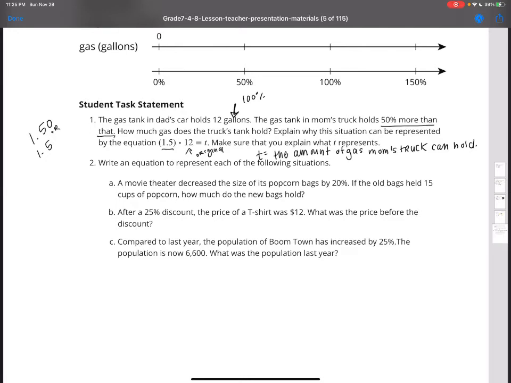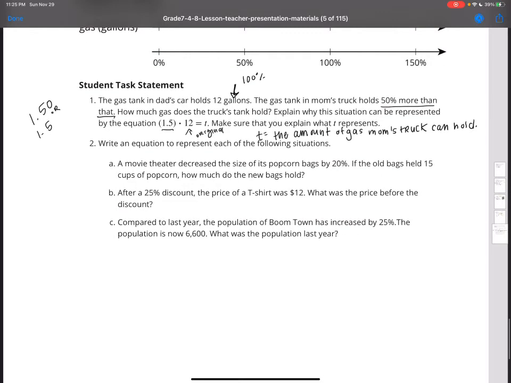Now let's look at number 2. Number 2 is asking us to create equations for this situation. For part A, it says a movie theater decreased the size of its popcorn bag by 20%, and the original amount of popcorn is 15 cups. How much does the new bag hold? If it's decreased by 20%, we're subtracting 100 minus 20%, which gives me 80%. 80% as a decimal would be 0.8 or 0.80.